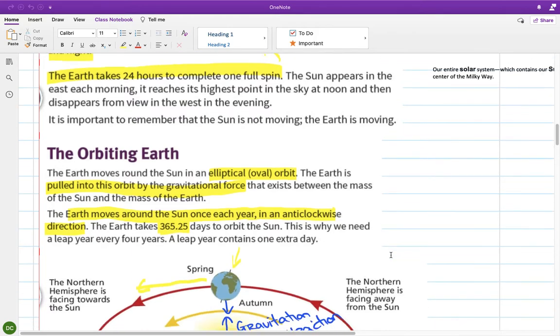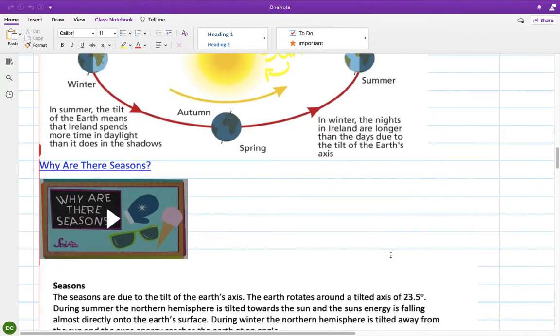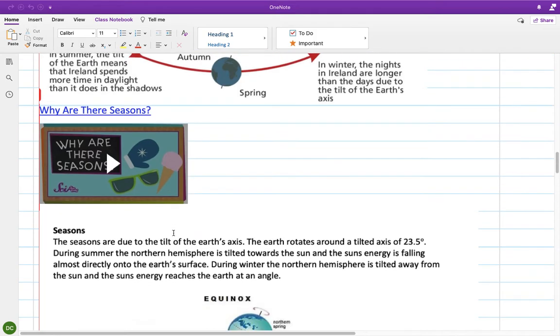We talked about how the Earth rotates around the sun, and how the rotation of the Earth on its own axis gives us day and night, because half of it is pointing towards the sun and half of it is pointing away. And then the revolving of the Earth around the sun, coupled with its tilted axis, gives you the seasons. So we watched that video there on the seasons.